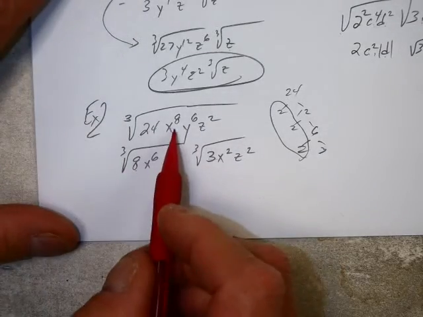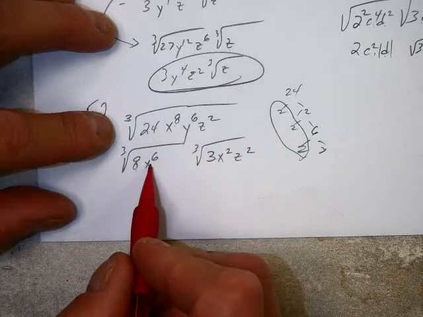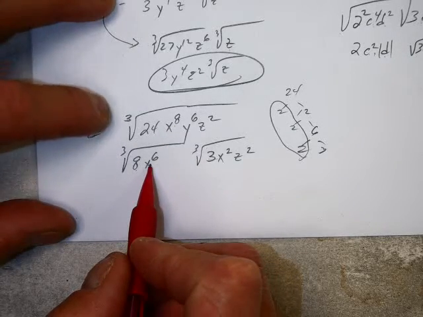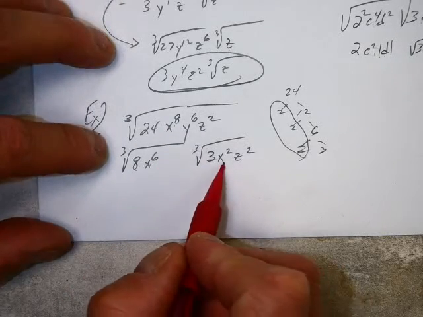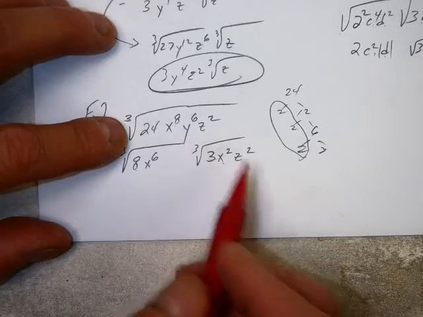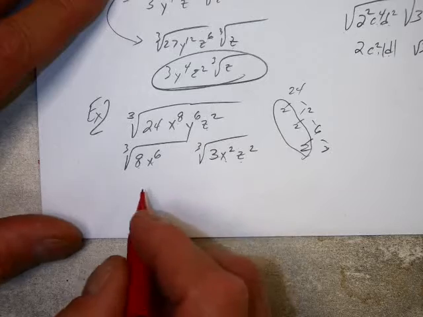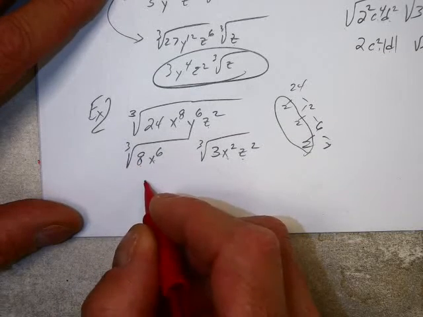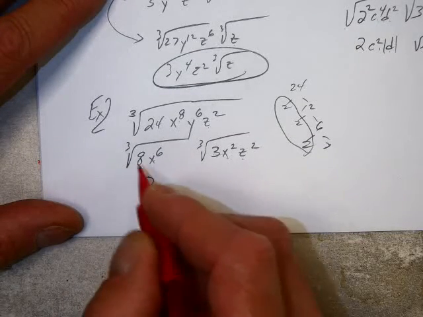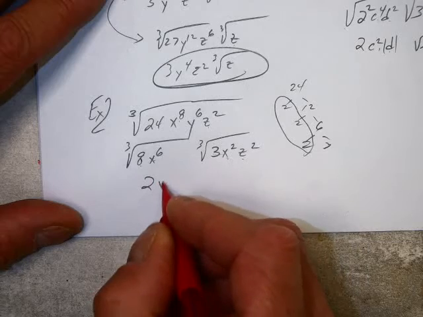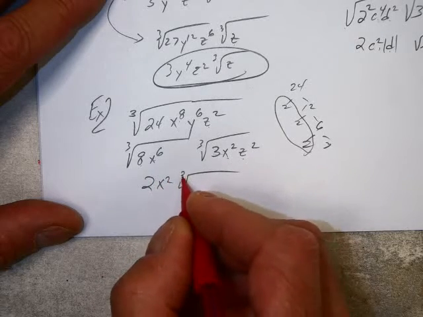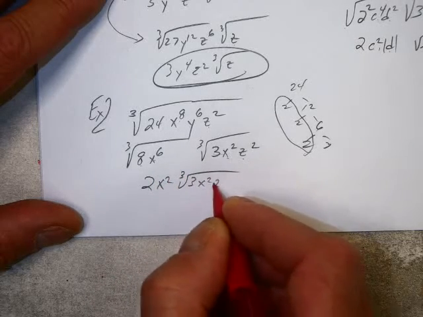Okay? So, x to the 8th, I've got x to the 6th. That gives me a couple groups of 3, and I got 2 left over. y squared, not enough, so it's stuck inside. Okay? So now, what's my answer then? Cube root of 8? 2. Cube root of x to the 6th? x squared. And left over is 3x squared z squared.